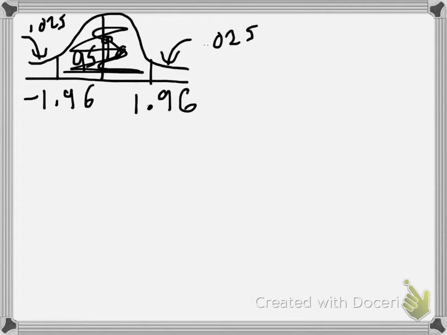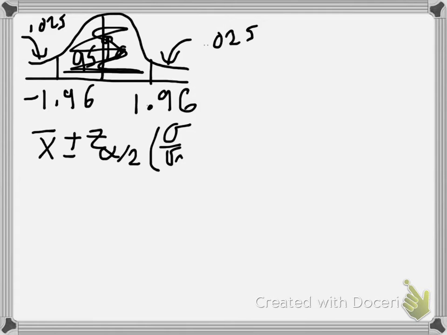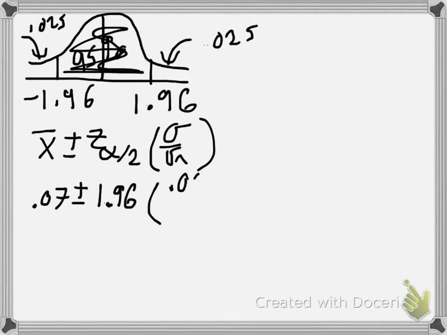So what do we do? Well, now that we know what the z of alpha over 2 is, it's really easy. Our formula says we have x bar plus or minus z of alpha over 2 times sigma over the square root of n. Well, what were our numbers? X bar was 0.07 plus or minus 1.96. Notice this is a positive, this is a negative. That's where the plus and minus come in. We have 0.02, which was sigma, over the square root of 30.